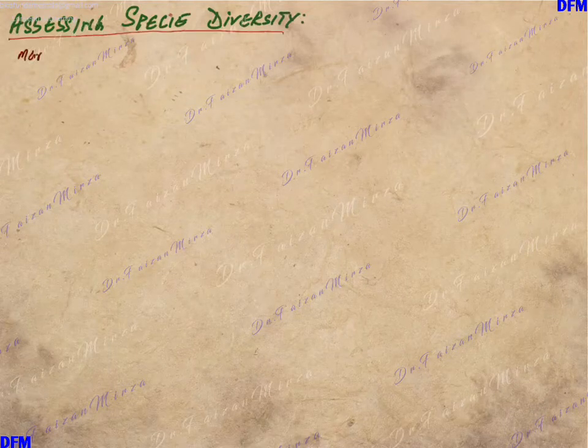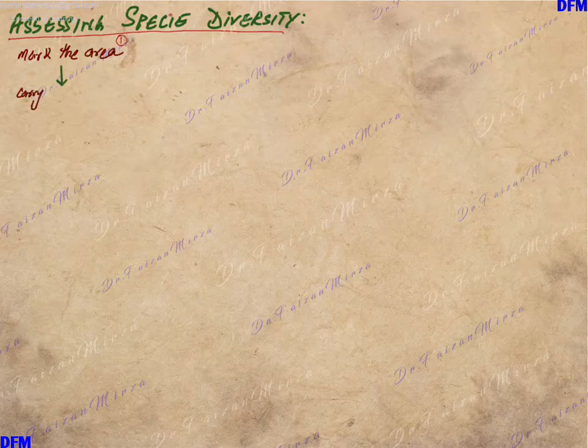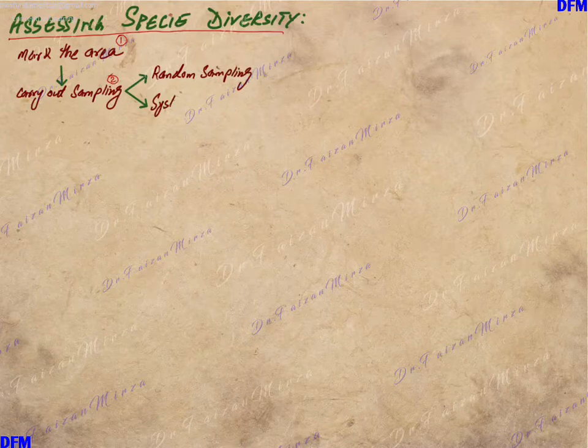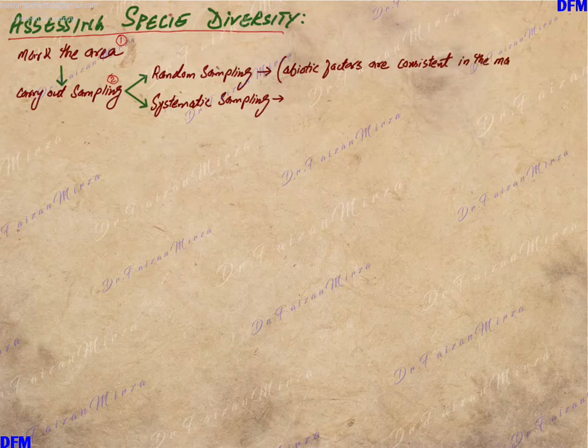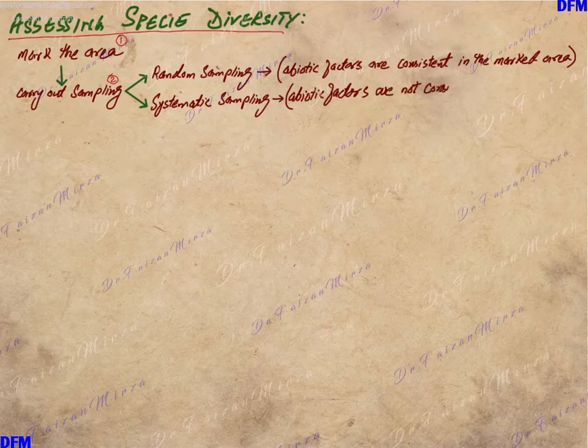So when you are assessing species diversity, the first thing is that you mark the area. When you carry out sampling, you go for either random sampling or systematic sampling. What is random sampling? It is carried out when the abiotic factors in that marked field are consistent. They are just the same all across. But systematic sampling is to be carried out when the abiotic factors are not consistent throughout the field. For example, if the soil moisture content is changing along the field, or there's a difference in the altitude, or there's a difference in the sunlight exposure, or any abiotic factor is being changed.